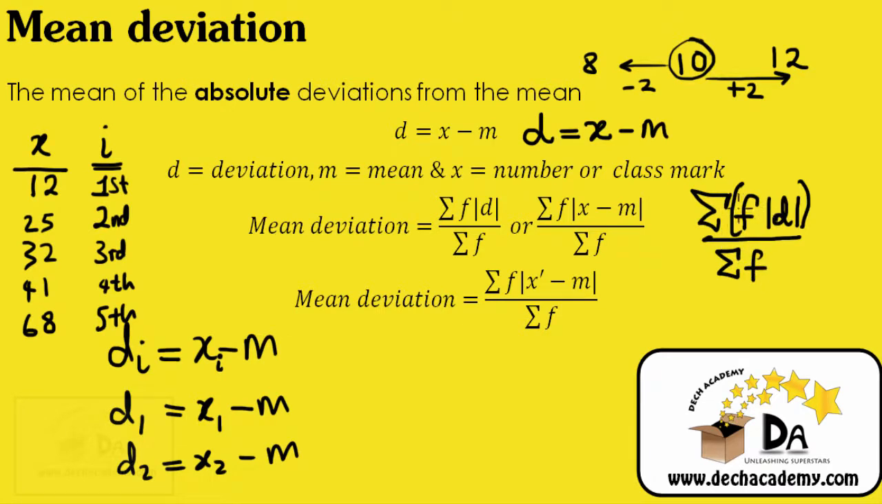For group data, it's a similar process, except that instead of using each member, since you have group data, you're going to be using a class mark. Now we're going to treat this in examples, but I'm just introducing you to what we're going to be doing.